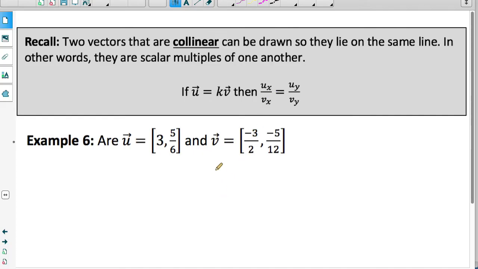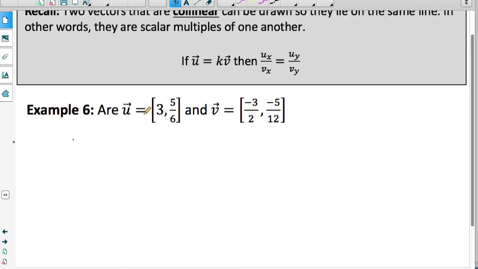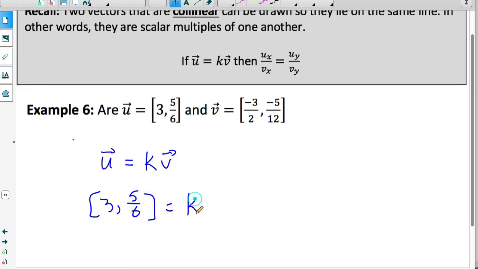So how do we check if they're scalar multiples of each other? What we can do is check, is there some scale factor that keeps the ratio of the x components the same as the ratio of the y components? So example 6 wants us to check if u and v are collinear. The only way they could be collinear is if vector u was equal to some scalar multiple of vector v. So that would mean that 3, 5 over 6 was equal to k times vector v, negative 3 over 2, negative 5 over 12.